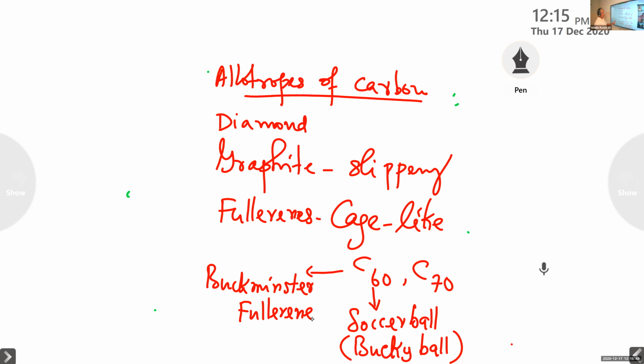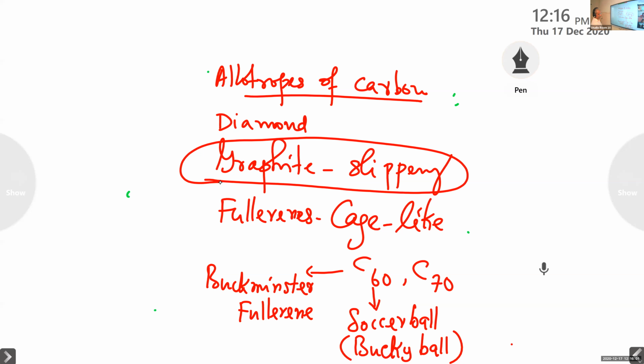So that's about the various allotropes of carbon. Among all these allotropes, graphite is the most stable one. Thermodynamically, the most stable allotrope is graphite. It is the most stable allotrope of carbon, graphite.